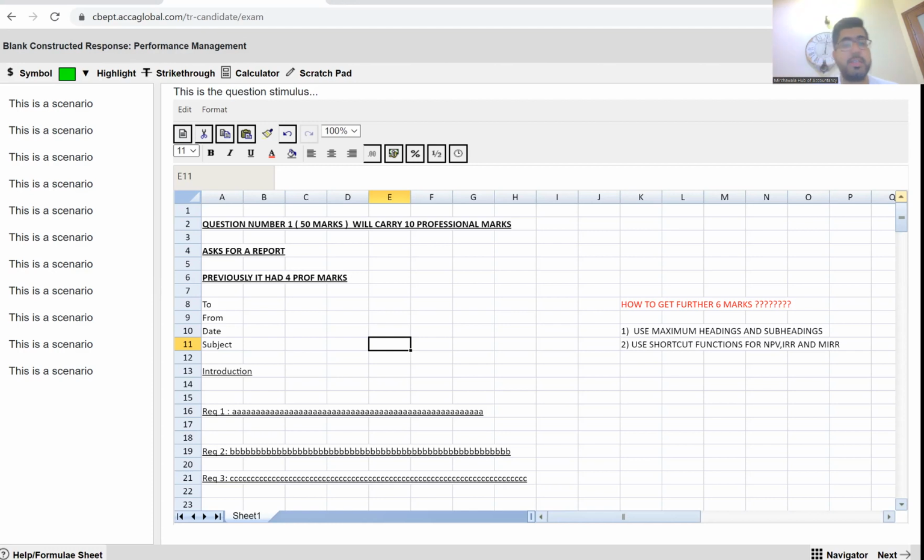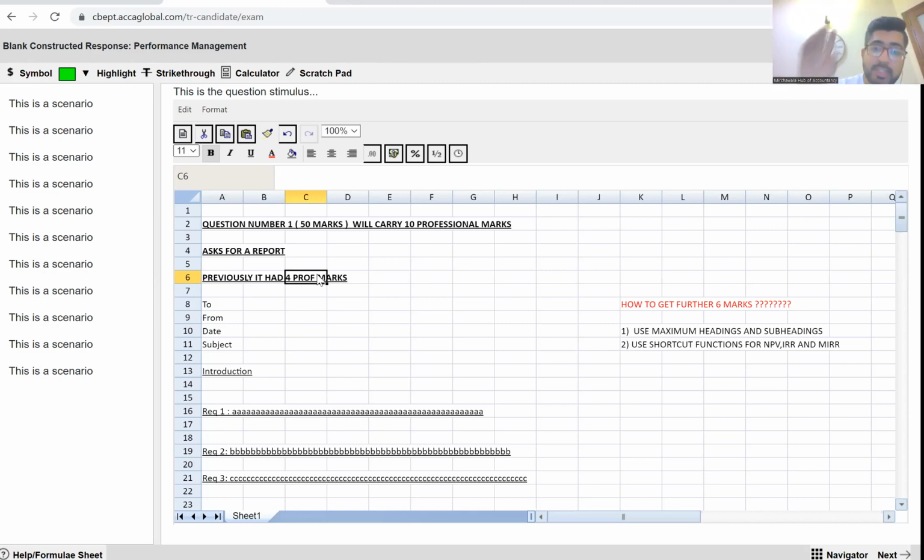Now, previously, this report had 4 professional marks. I have already taught my students how to gain those 4 professional marks. You need to make a format of the report: to, from, date, subject. To the board of directors, from the accountant or manager, whatever, date, subject. Introduction, where you write all requirements. This report calculates NPV, it then calculates discussion, it then requires assumptions, and so on. Every requirement must carry headings. If a requirement is a calculation requirement, give an appendix reference; if it's a discussion requirement, write it right there.